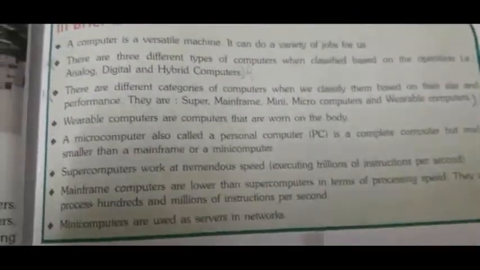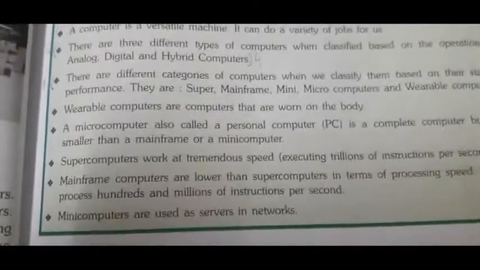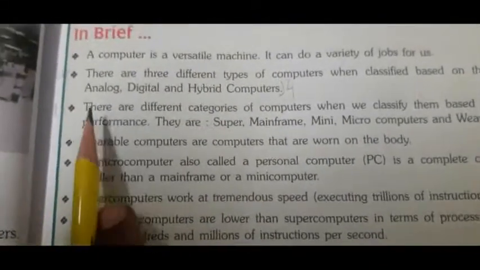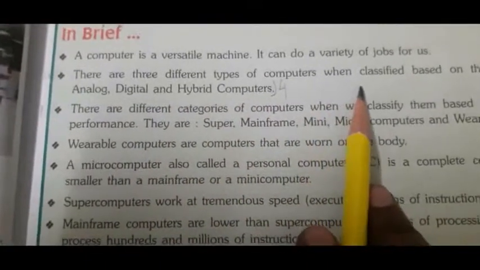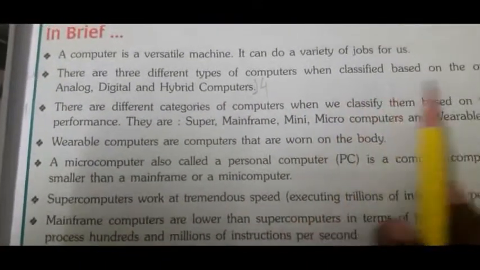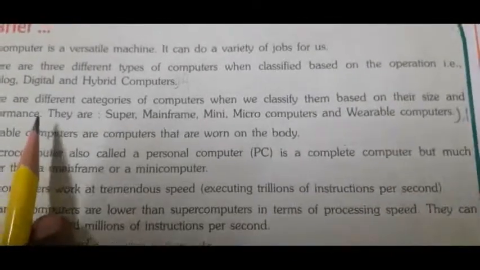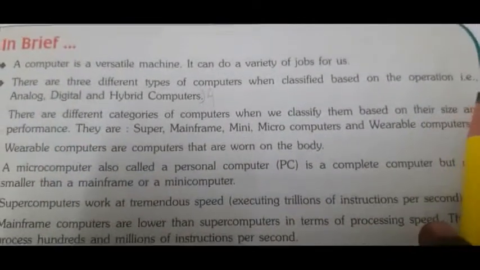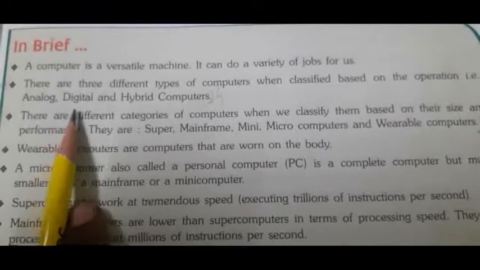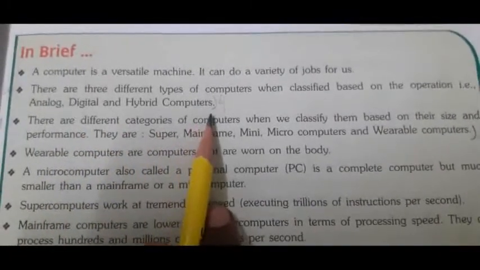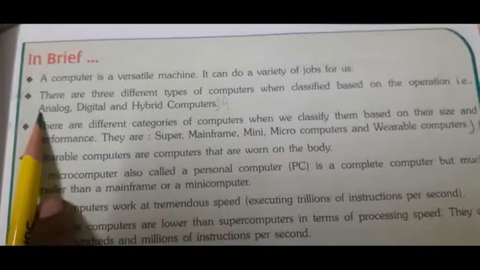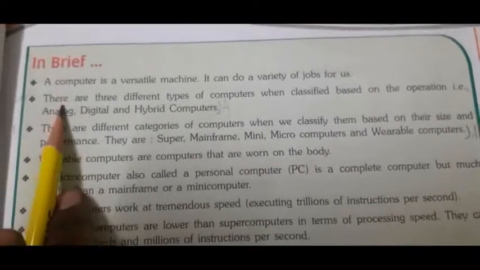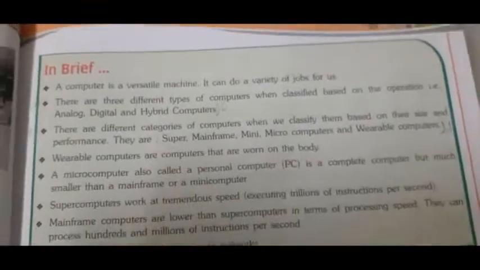In brief, is there, no? In brief, here see the second point. There are 3 different types of computers when classified based on the operations, that is analog, digital and hybrid computers. In brief, the second point is the fourth question answer. Next.